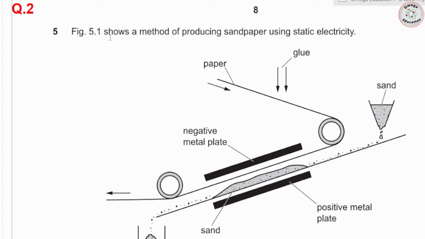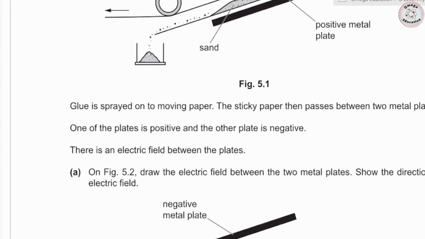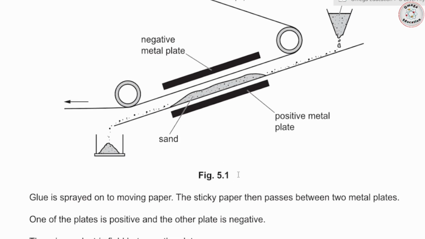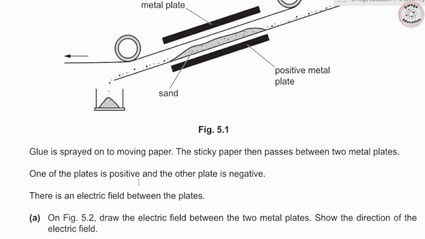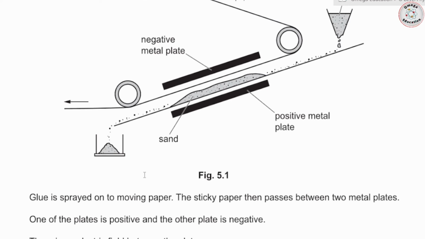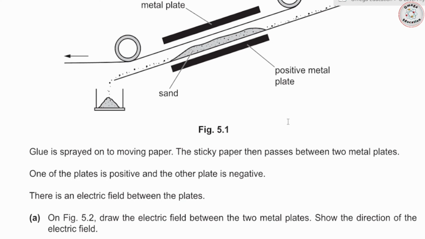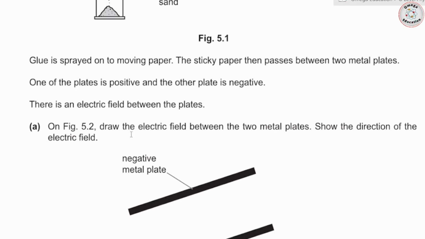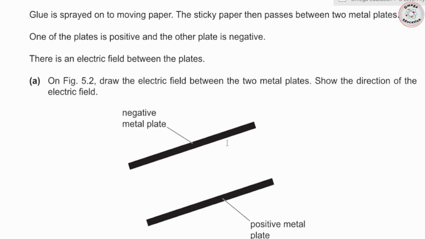Figure 5.1 shows a method of producing sandpaper using static electricity. Glue is sprayed onto moving paper. The sticky paper then passes between the two plates. One plate is positive and the other plate is negative. And they have mentioned over here the upper plate is negative and the lower plate is positive. There is an electric field between the plates. On figure 5.2, draw the electric field between the two plates. Show the direction of electric field.